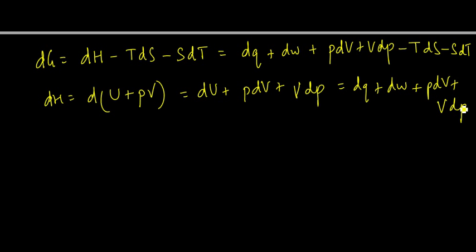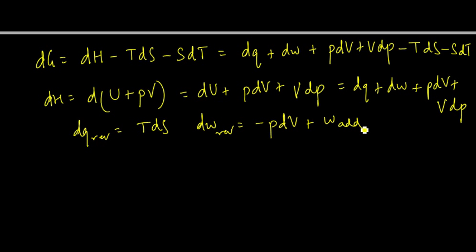So if I do it, it doesn't matter, the total thing will be the same, right? So if I use dq reversible is equal to TdS, and I use dW reversible is equal to minus PdV plus work additional, right? That's the total amount of work done. So we are considering the expansion work plus whatever additional work comes out, which could be because of the surface, which could be because of electrical charges.